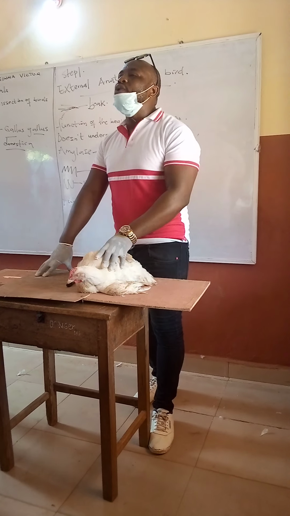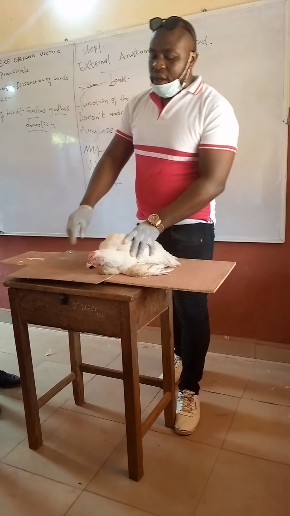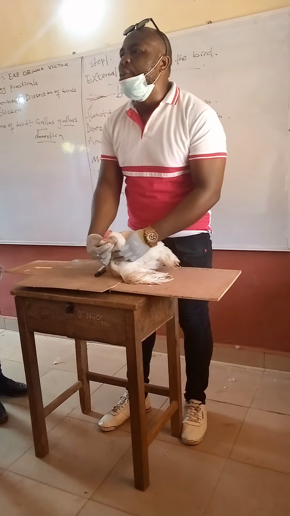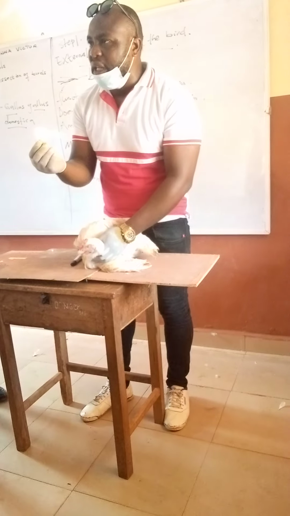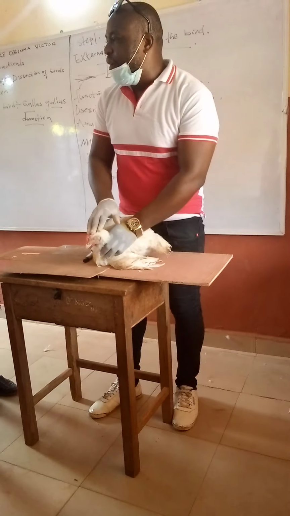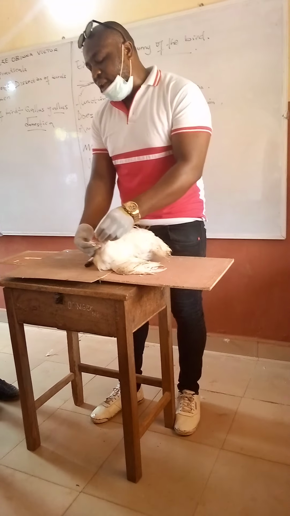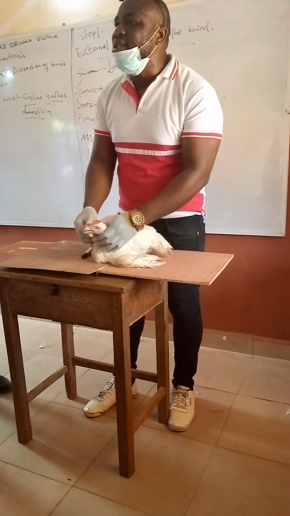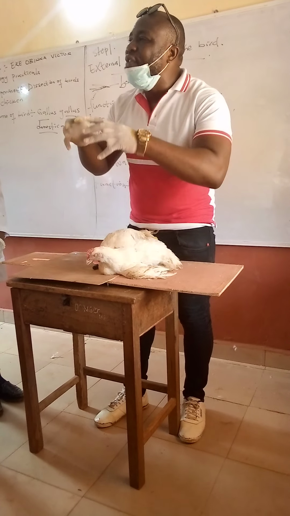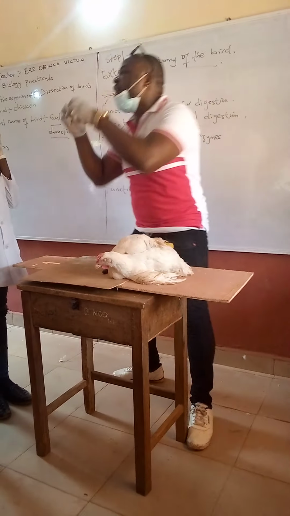Another thing, they show signs of sexual maturity. If a chicken is not mature, this particular structure will be underdeveloped. If you take a small chicken, you will notice that the size of this comb is different and the size of this wattle is different. So when you see a developed comb and a developed wattle, it shows that the chicken is mature. It shows sexual maturity. So now let me write it down. Function.